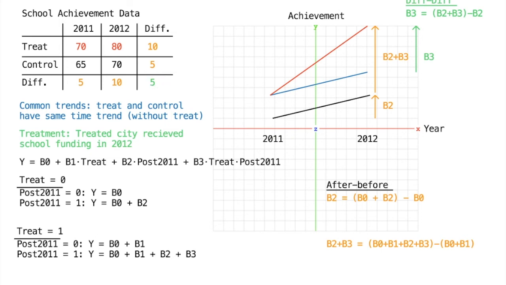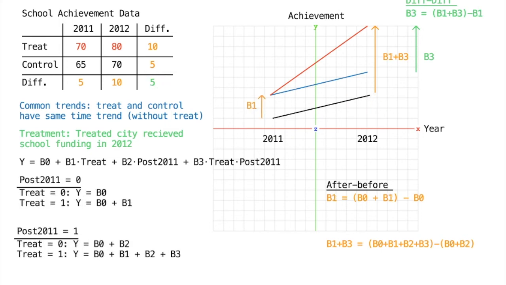We can also derive this way of double differencing from the graph as well. The math changes a bit, but we get the exact same final result. In 2011, the difference in school achievement across the treatment city and the control cities is represented by beta 1. And in 2012, the difference in school achievement across the treatment and control cities is represented by beta 1 plus beta 3. Now we can take the difference of these two first differences as before and get the treatment effect of beta 3. Feel free to pause the video and double check the math for yourself.